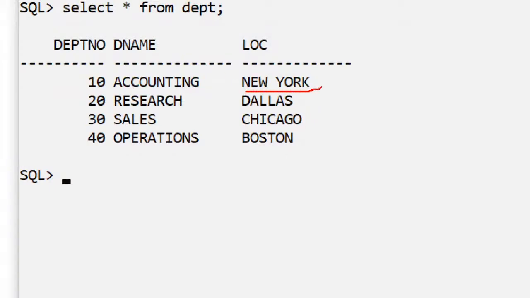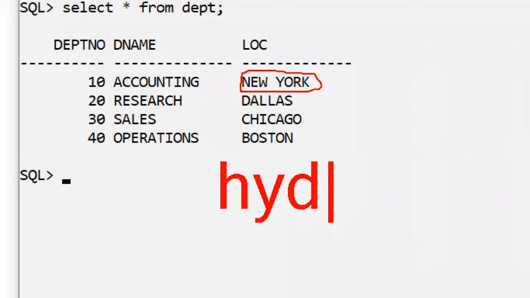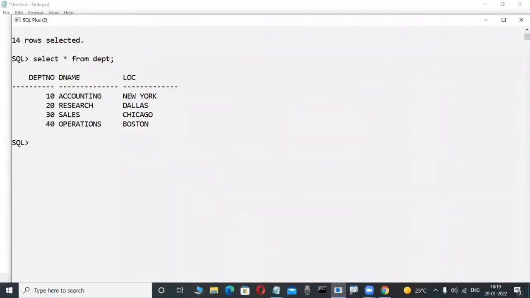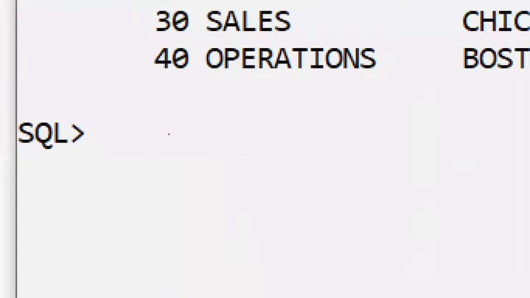Observe here, New York is a city, for example. In my project, I want to change this New York location into Hyderabad as the location. I want to change it in this relational database. How can I do it? Just at the SQL prompt, using the SQL language.